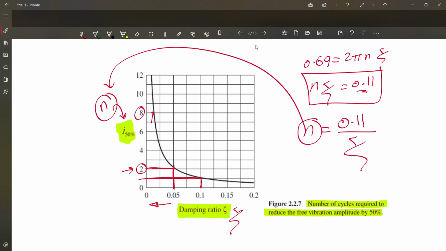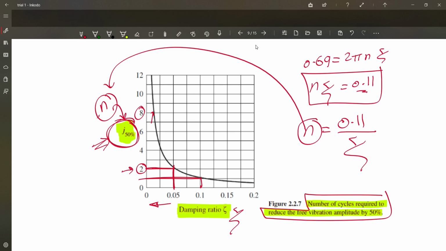Okay, so now this is what we call the number of cycles. This is n here. We call it n or J50 according to the textbook, but they are the same. It is the number of cycles required to reduce the free vibration amplitude by 50%.